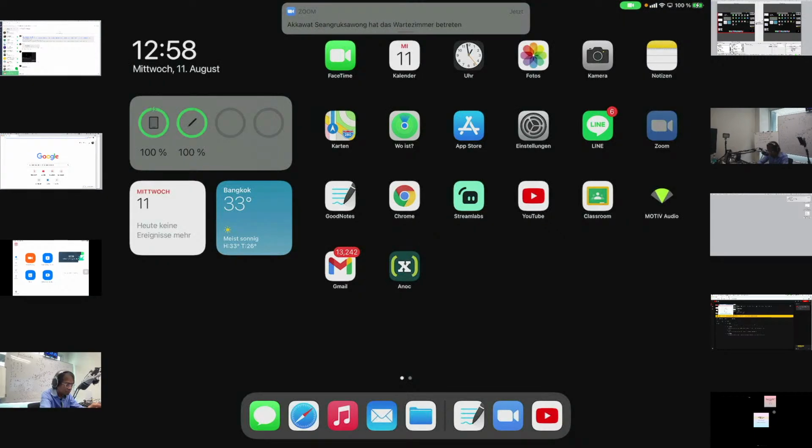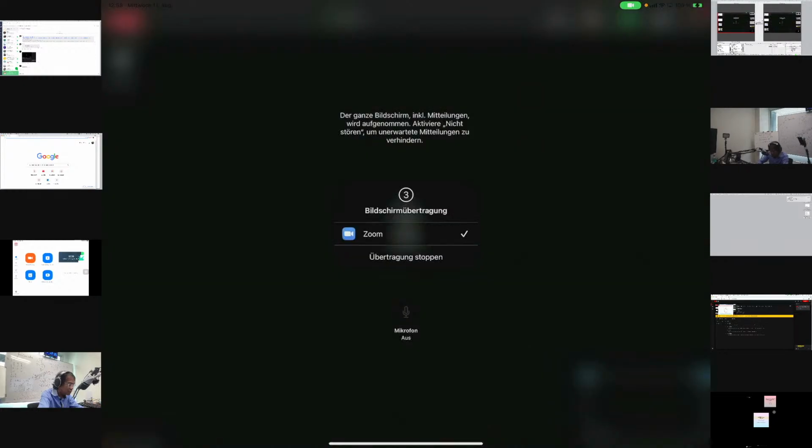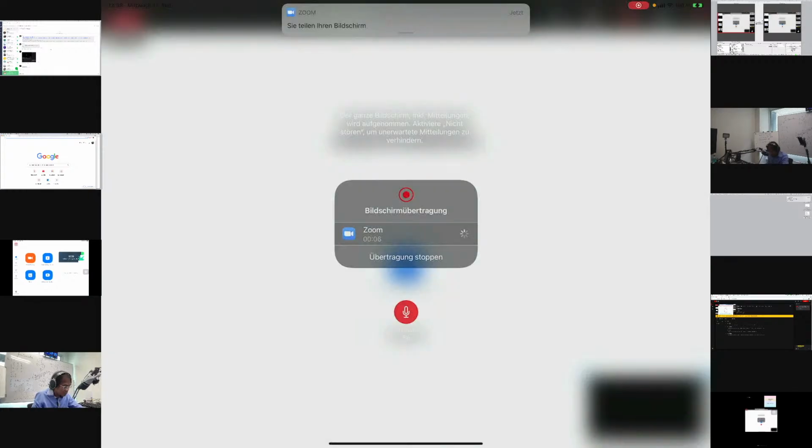I didn't share the screen right here. Alright, it's already there, right? I hope that you can see the screen from this machine.